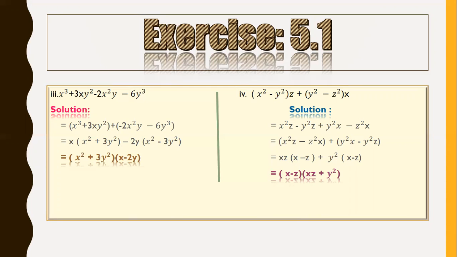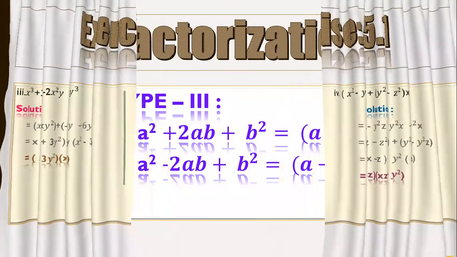Now, according to our requirement, we make the partners x square z. We combine x square z and minus z square x. The remaining two terms, y square x and minus y square z, we enclose within the second bracket. In the first bracket, clearly xz is common. The left are x minus z. Same in the second one, y square is common, then x minus z is left. So x minus z and xz plus y square is the required answer of our question. In this part, we have completed our question 2.